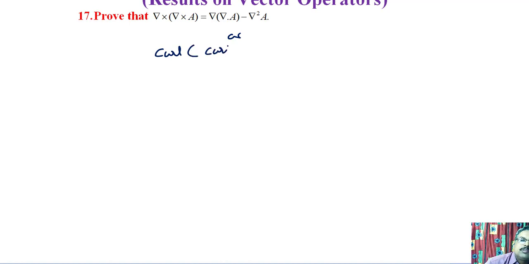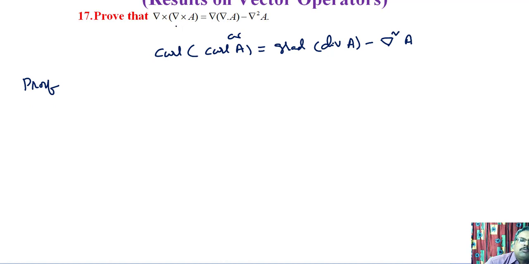Curl of curl of A equals gradient of divergence of A minus del square A. So now we will prove this result. How to prove this result?